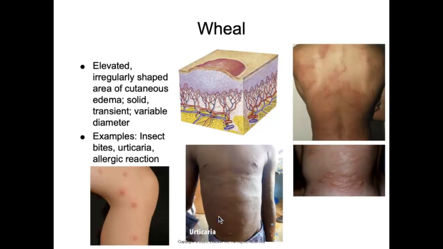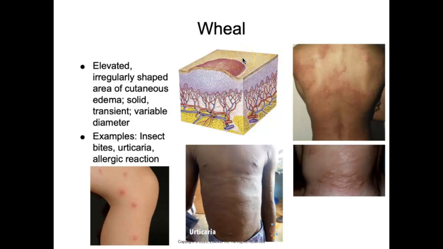Next is a wheal, and in these we are going to see that it is elevated, and it will have an irregular shape as far as the border. You can't really see that in this illustration here, but we'll see examples of it, as you can see in the many pictures over here.